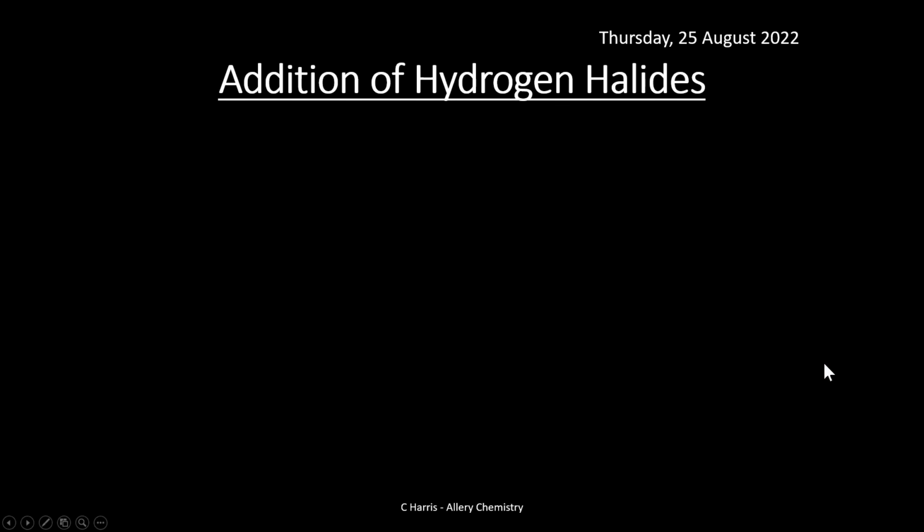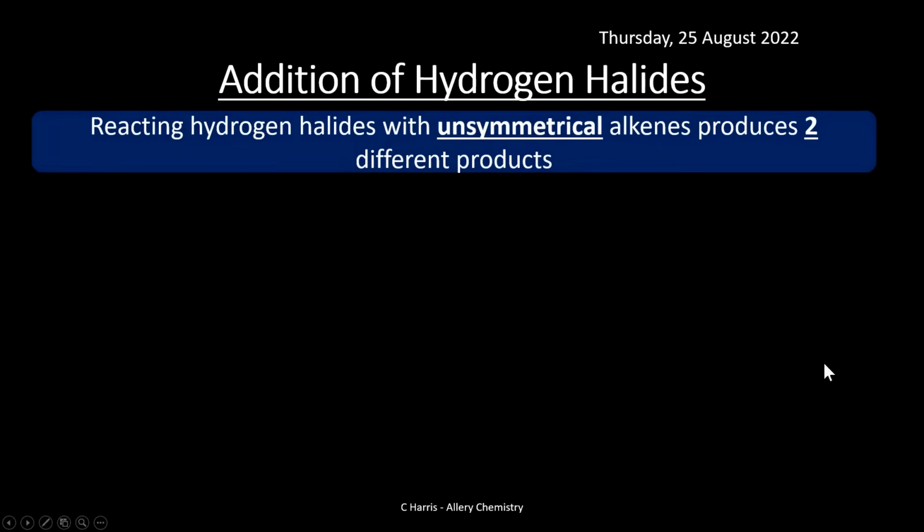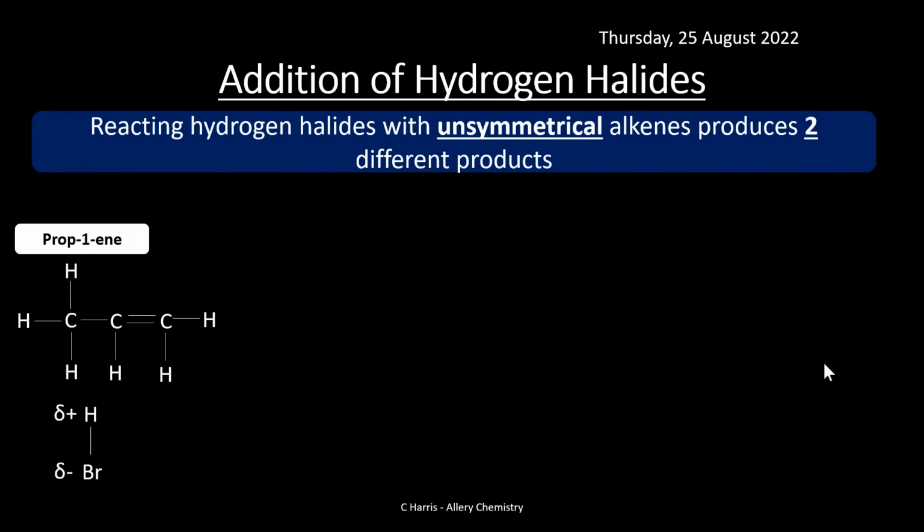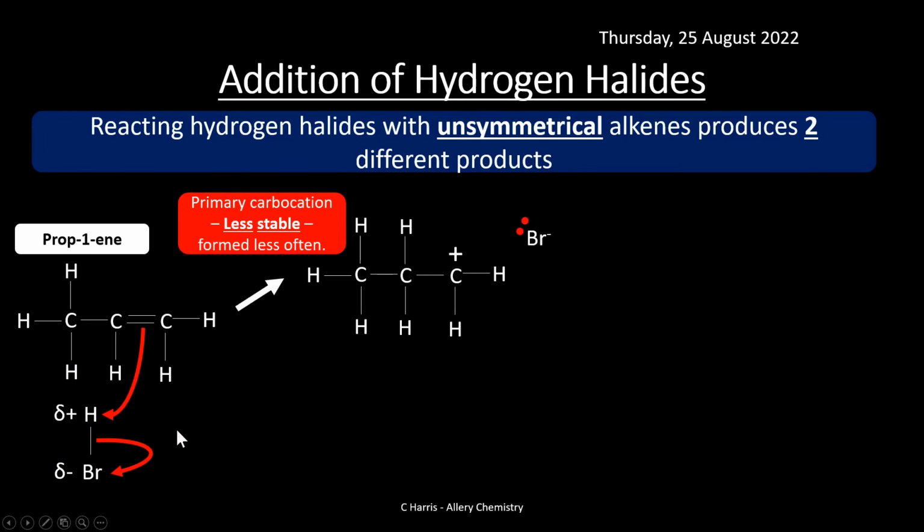So let's actually put some specific examples to this, okay? So here we've got prop-1-ene, okay? So this is definitely an unsymmetrical alkene because the double bond is on the right-hand side of the molecule rather than on the left. So it's definitely unsymmetrical. There's no symmetry there. So here's our HBr here, delta positive, delta negative on the bromine. So we're going to use the same reaction mechanism as what we've seen before, yeah?